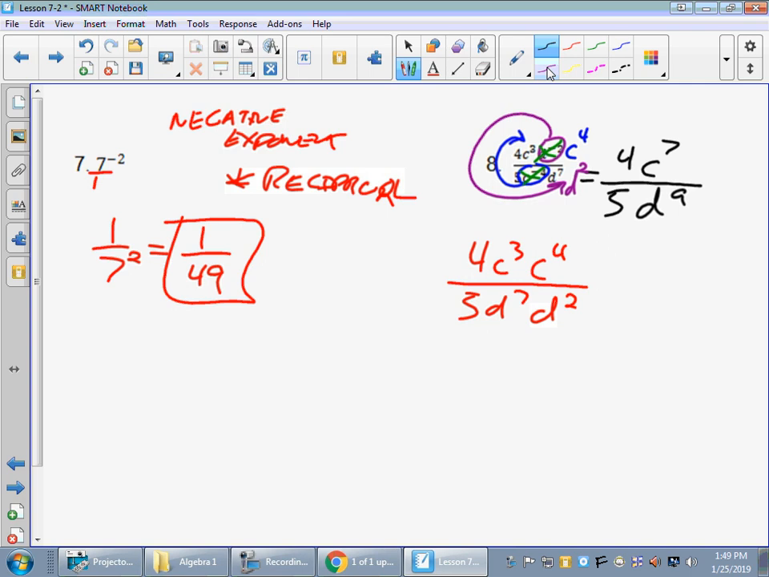So basically what we did was, again, here we have 3 c's, and then we have 4 more c's. Down here we'd have 2 d's, and we'd have our 7 d's. And we'd have these 2 more d's. So you can see where it would add up. Okay?